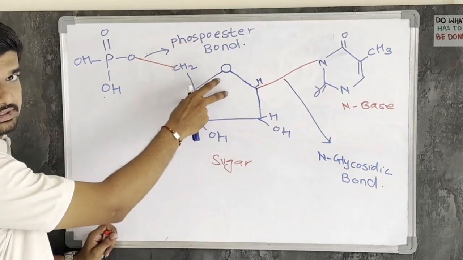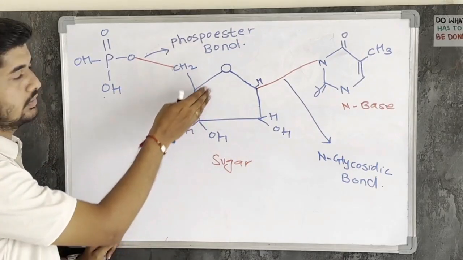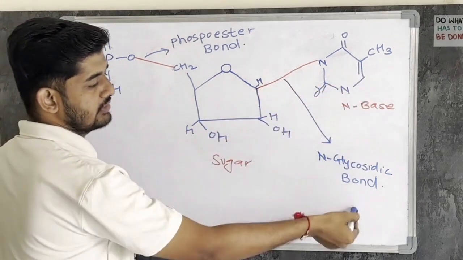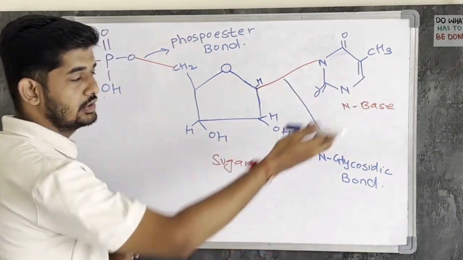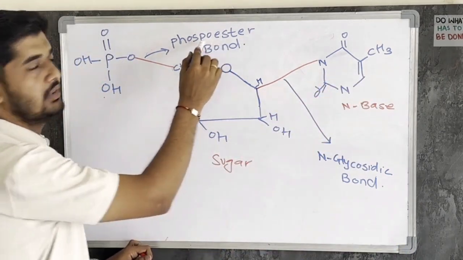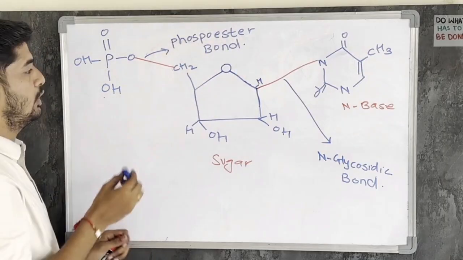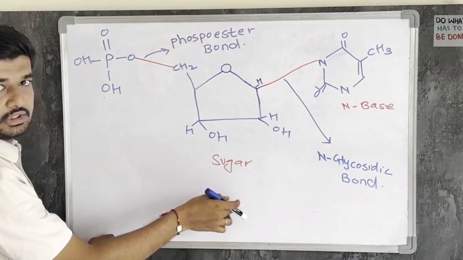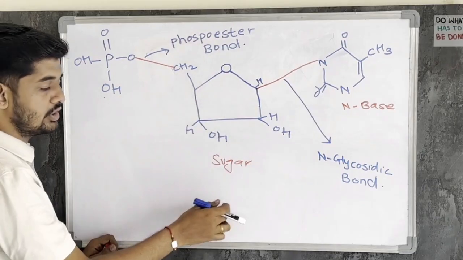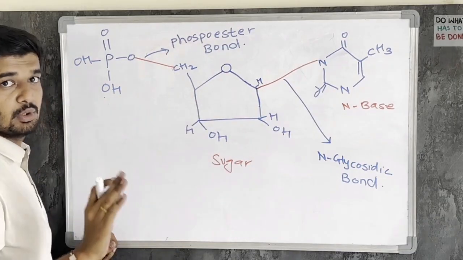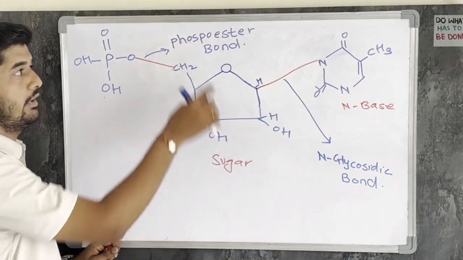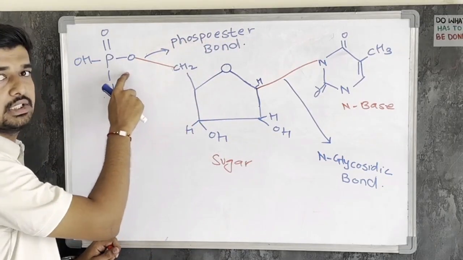Now there will be another nucleotide with another molecule of sugar, phosphate, and here maybe another base will be present such as adenine, guanine. Now let's see. This is our phosphoester bond. The bond between one nucleotide and another nucleotide is called the phosphodiester bond. So the phosphodiester bond connects nucleotides, while the phosphoester bond is within the nucleotide.